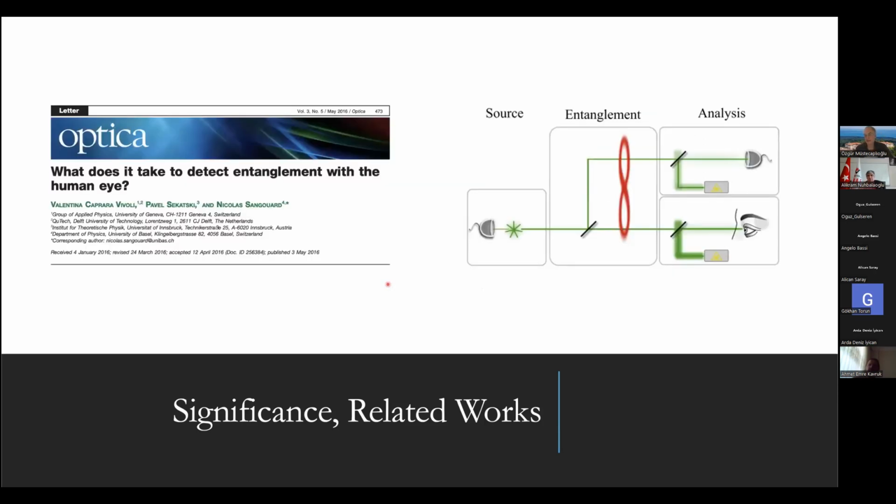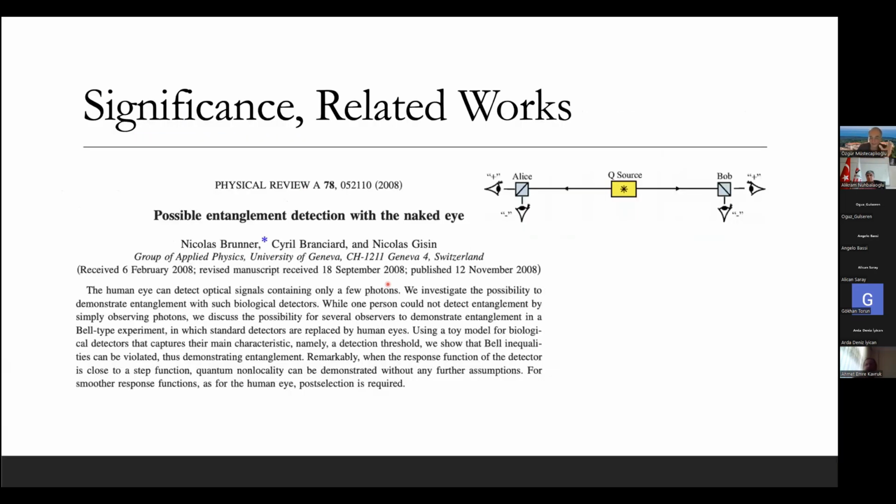Another question that I didn't discuss here is that instead of thermal, coherent, and Fock states, you could consider superposition states as the input to the eye. And there are somewhat controversial discussions about whether humans can detect entanglement, whether Bell inequalities can be violated by human eyes used as detectors, and so on. There's literature on this topic as well. And our systematic methodology can help with these discussions, and we are planning to continue investigating this.